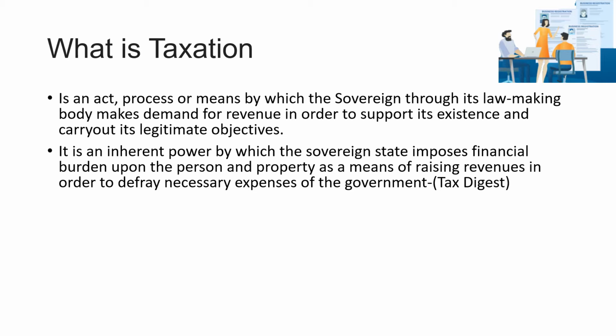So it's an inherent power because it is part of the government, meaning nobody could impose tax itself except the government. Impose financial burden, because it's an additional expense on our part because we need to pay tax. Like, for example, our salary is automatically deducted for taxation upon person. So this is from our income.